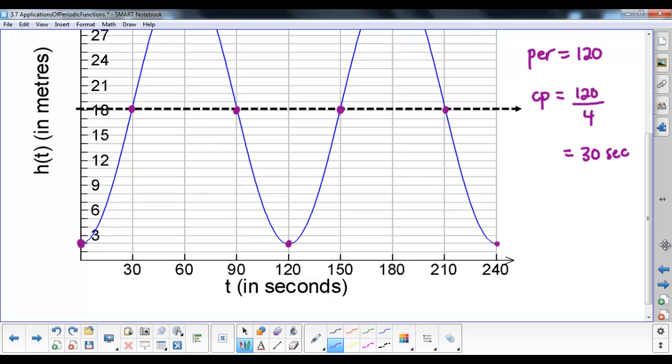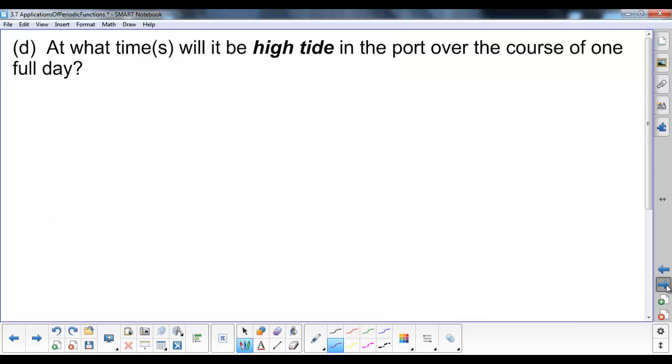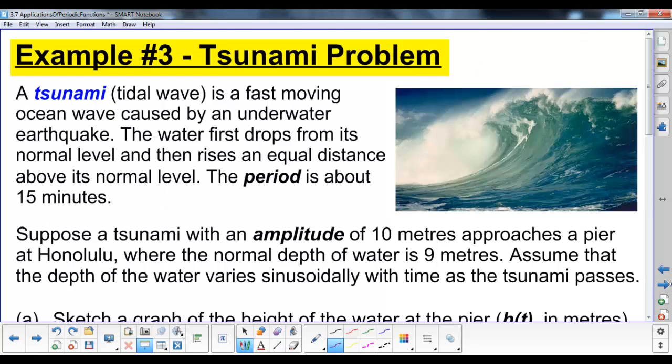Alright, so let's go ahead and try the next example. I would really like to do this one in class. Actually, this example does come up in a future lesson, so I'm just going to put this one to the side for now. It's probably a good idea just to try it out, and we can take this up in class most definitely, but we're just going to skip through this one, and I'm going to move ahead to our tsunami problem.